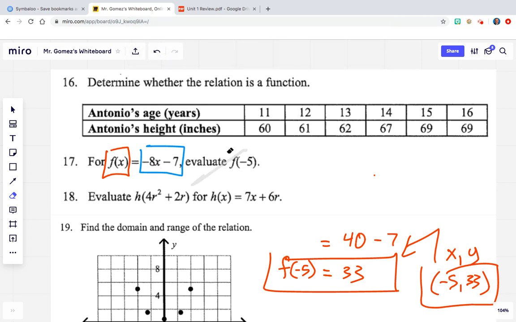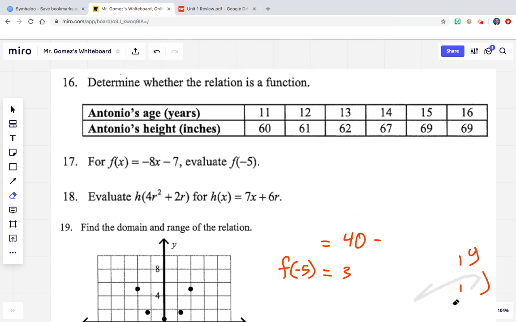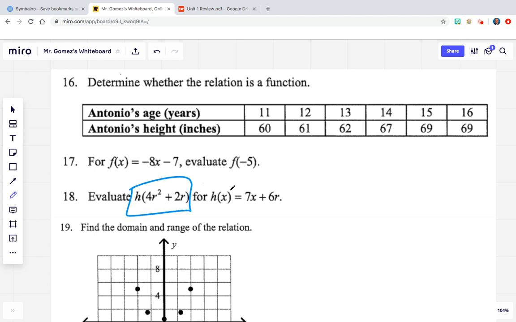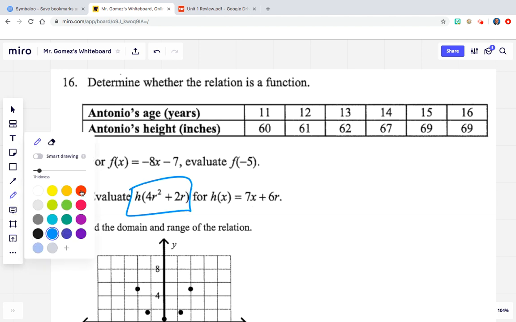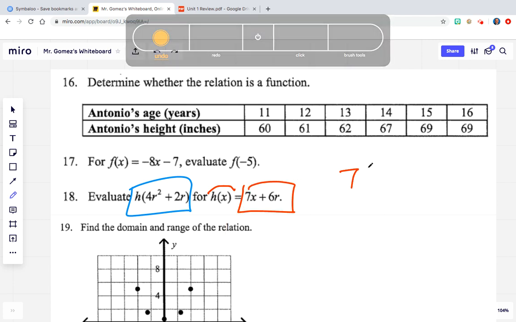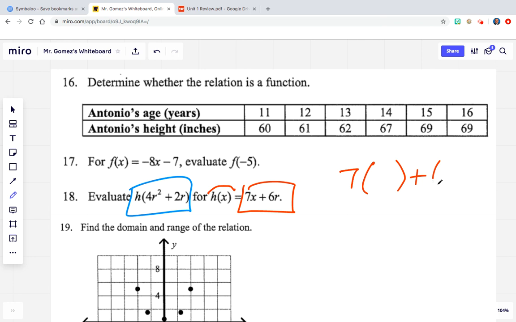Number 18, I'm given an h of x function. So the machine's name is h of x. And we want to find what is h of this stuff right here. So don't get confused on which one is the function. It's defining h of x as this. So we'll build our machine, and whatever this variable is, if it's x, if it's r, if it's p, whatever it is, that's what we're going to look at in the machine and leave parentheses for an input value to be placed in there. So you notice how I just still wrote this r.